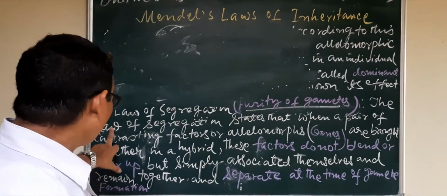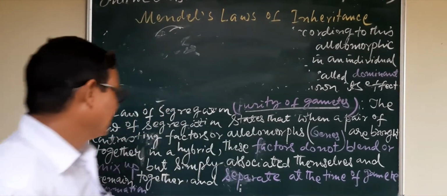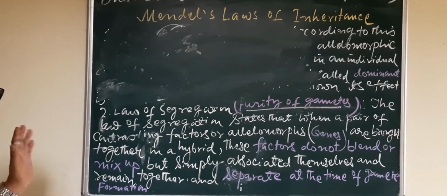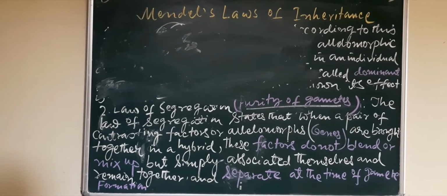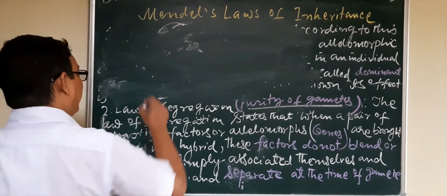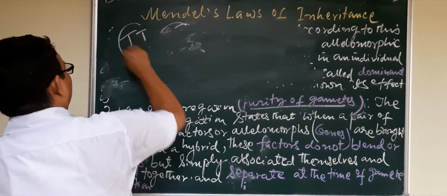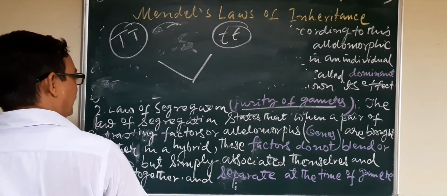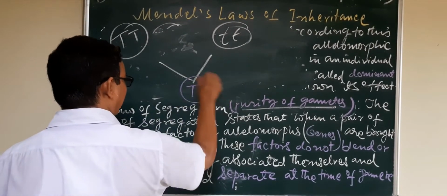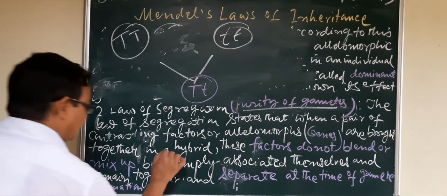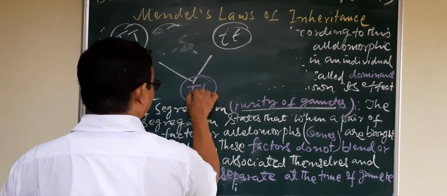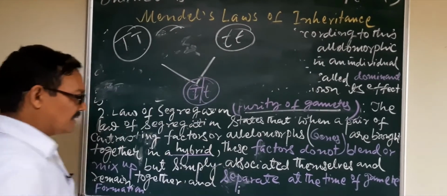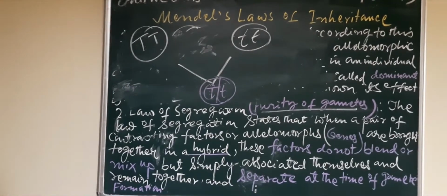The law of segregation states that when a pair of contrasting factors or allelomorphic genes are brought together in a hybrid, these factors do not blend. In the hybrid there is the presence of this pair, heterozygote. Together here in a hybrid, what are the alleles, what are the factors for the tallness and for the dwarfness? But these factors do not blend or mix up.